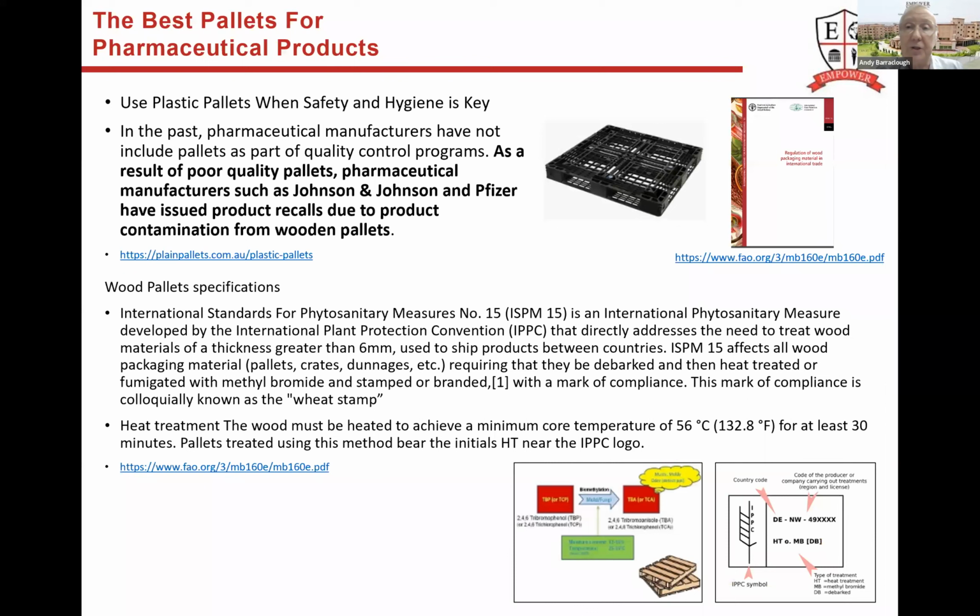We're trying to change to use plastic pallets, and then we don't get that problem. But if you are going to use a wood pallet, the specification is ISPM 15, sometimes called the wheat mark, because stamped on the pallet, sometimes on a metal plate, a little tin plate, stapled to the pallet, is this sign that looks a little bit like a wheat sheaf. And that gives you the specification, which is the pallet has been heat treated. Chemicals have not been used on the wood, so it's not going to contaminate our medicine.